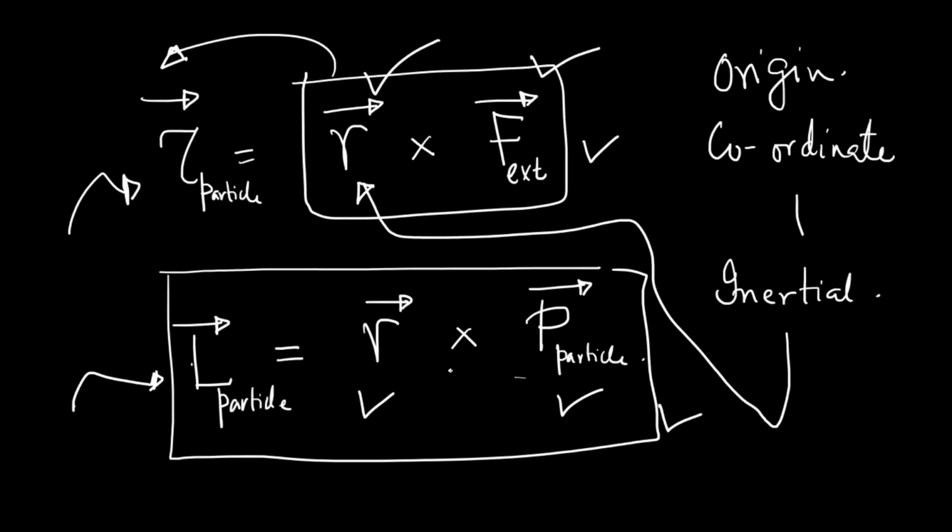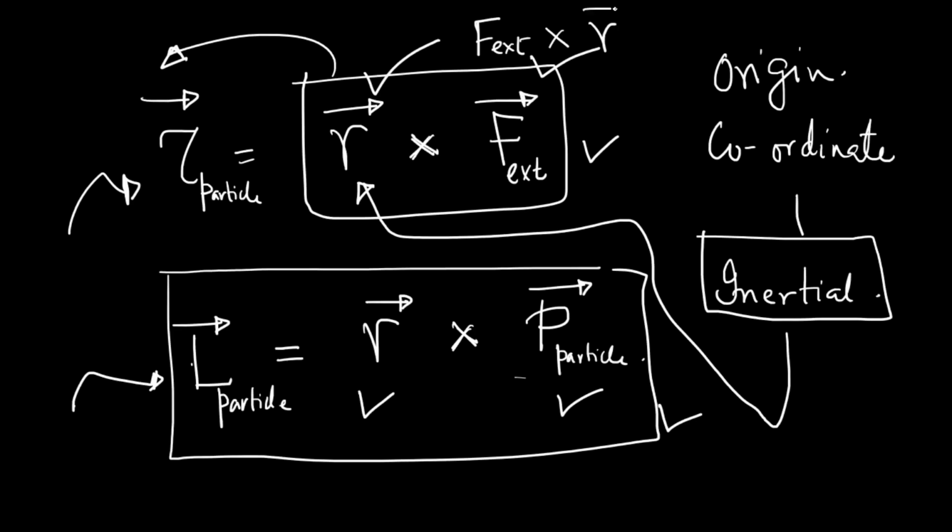And when you are applying the law, you have to do both with the same coordinate system, and it has to be inertial. Okay, having said all this, what is the cross product? Now I've been very careful not to write it as F cross R or P cross R. So for example, if I interchange this, it's wrong, and we'll see in a minute why it's wrong. And if I interchange this, it's wrong.